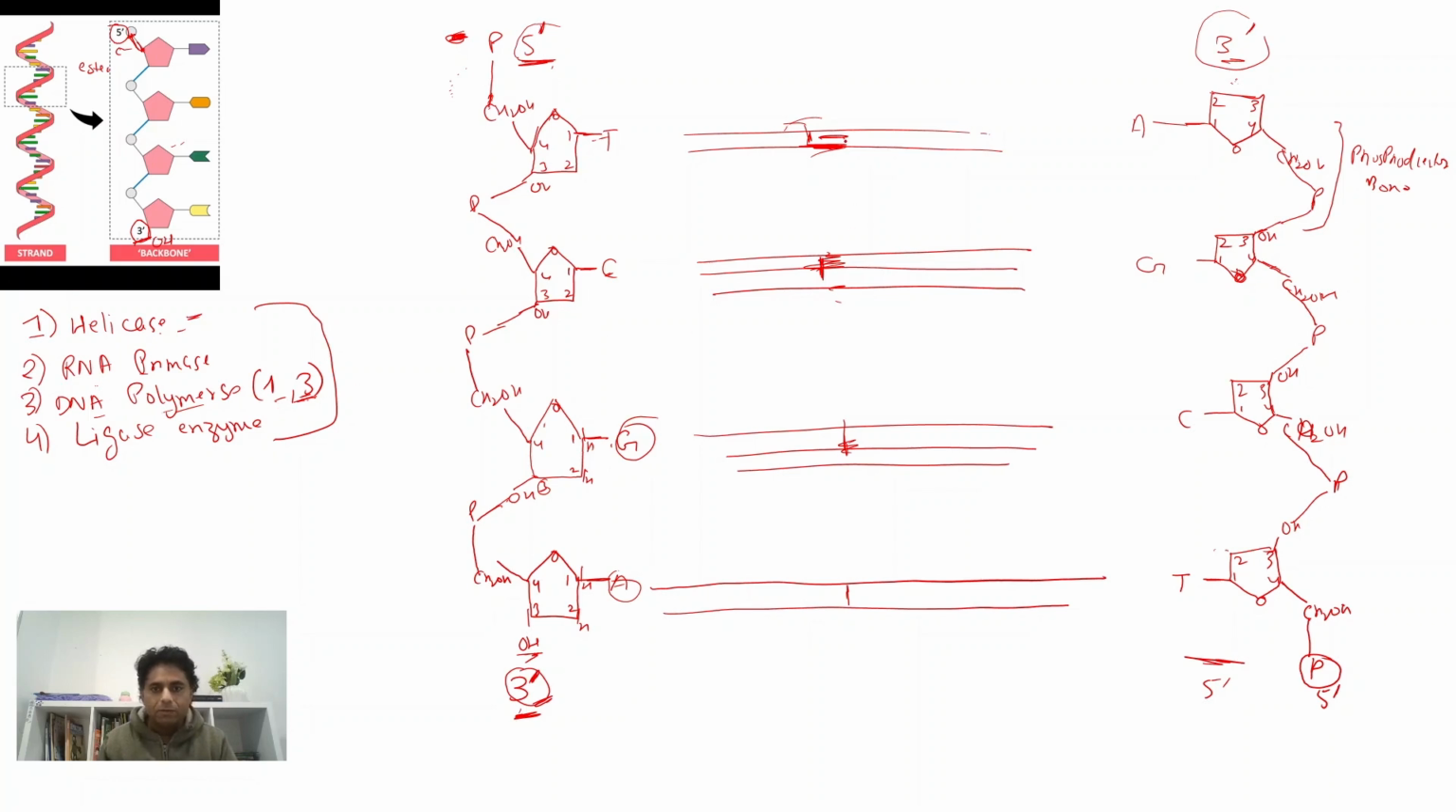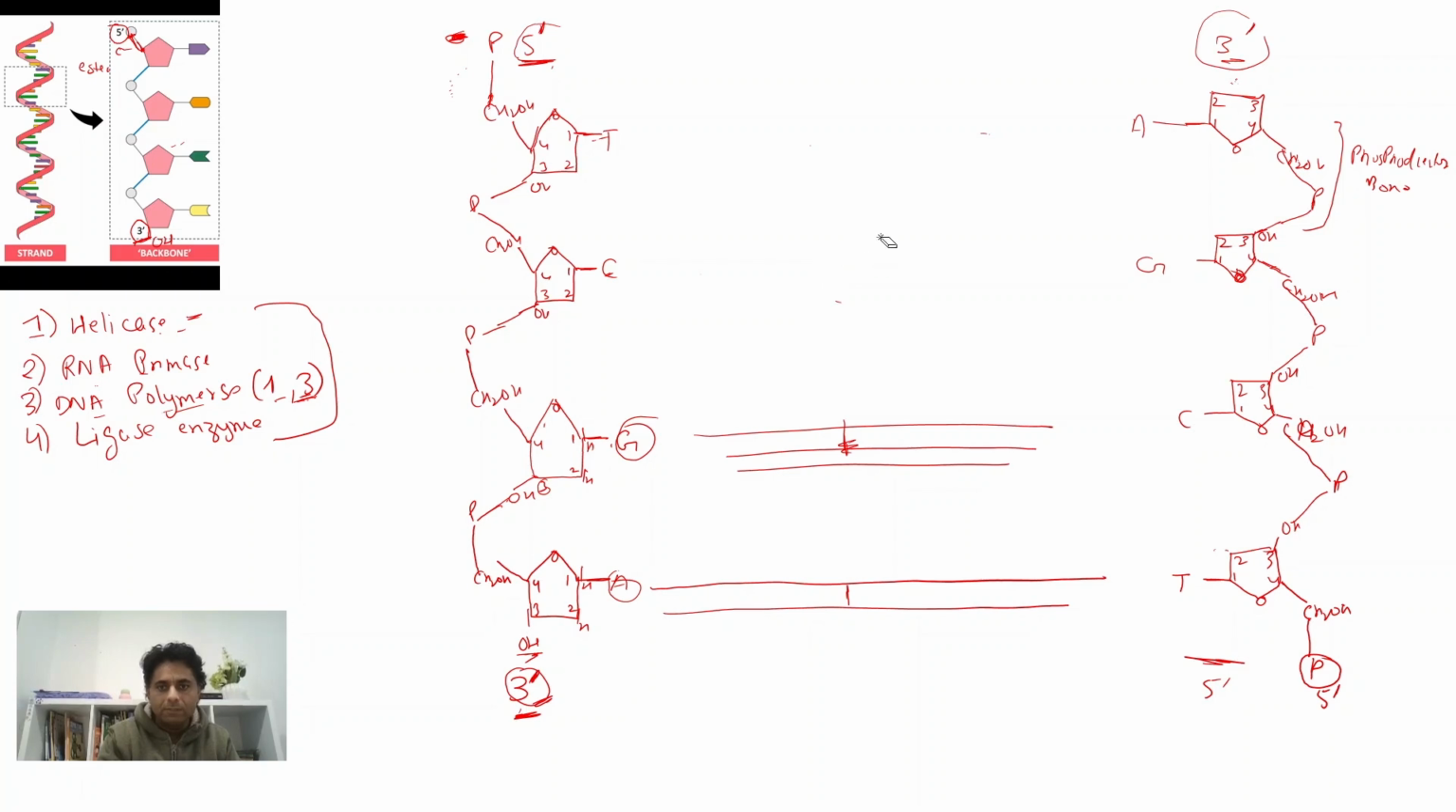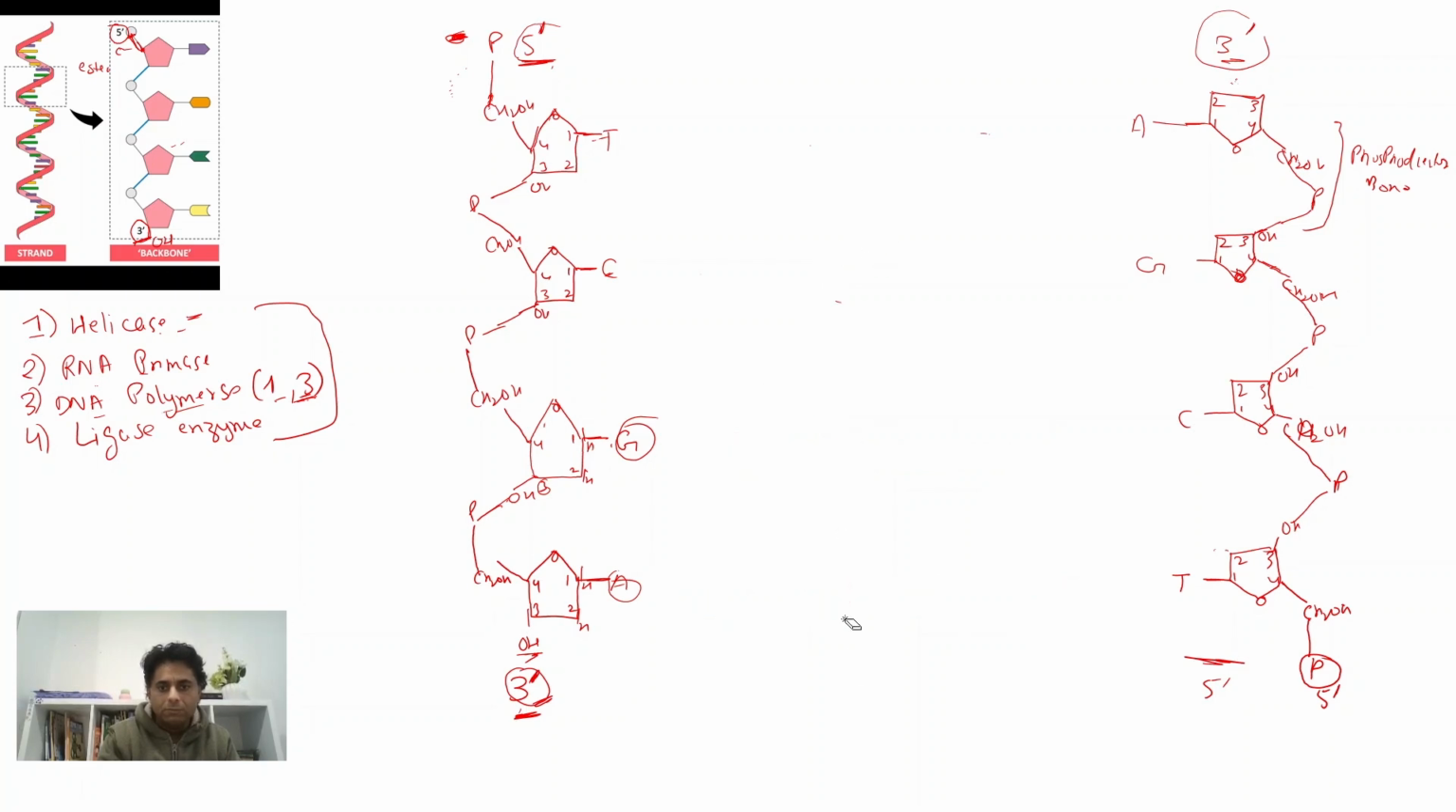So let's break down this hydrogen bond first, and then we add the complementary DNA nucleotides. Let me rub it off, and then we draw the structure here. So the hydrogen bond has been removed. So helicase is the zipper. It comes and breaks down the hydrogen bond between the base pairs.